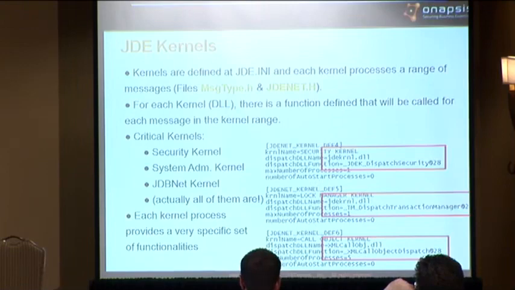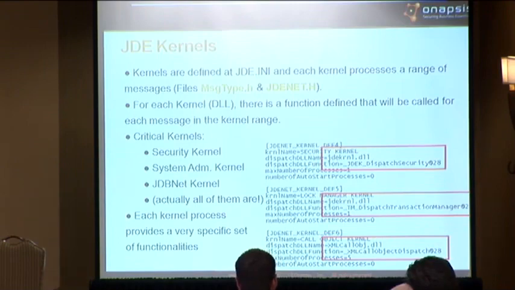As you can see, that's an extract of the jde.ini file. This is a configuration file that holds the definition for all the kernels. You can see that the security kernel is the one in charge of authenticating the user, so it's highly critical. It's defined as one DLL, and then you have the dispatch function, that's also very technical. That's a function in charge of dispatching the messages that are going to that kernel. And then you have two other DLLs and functions defined.